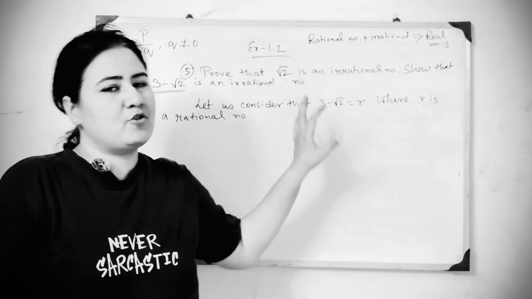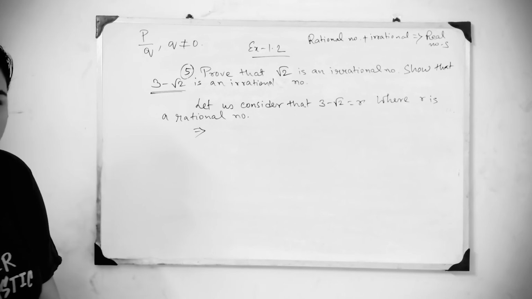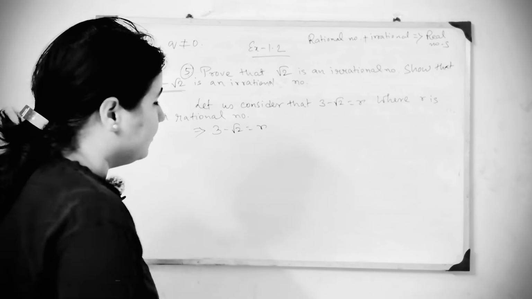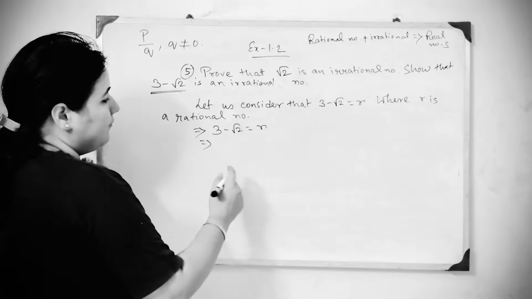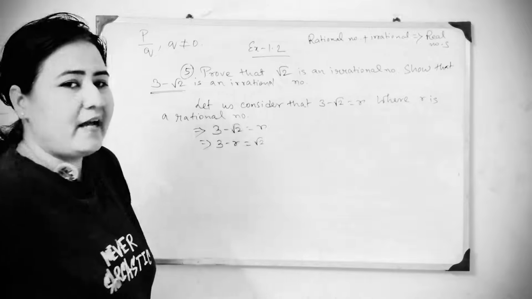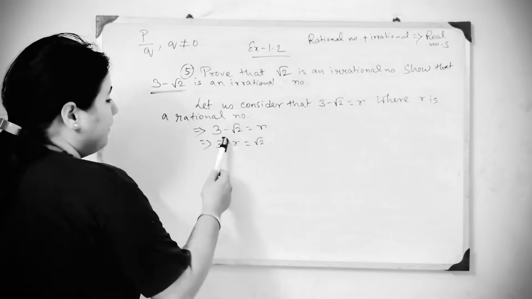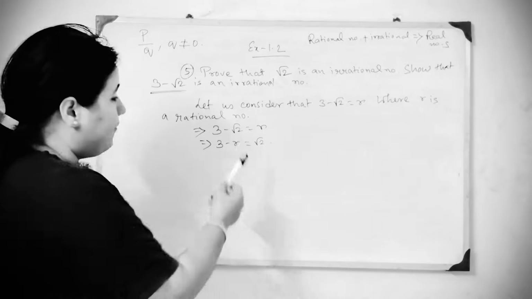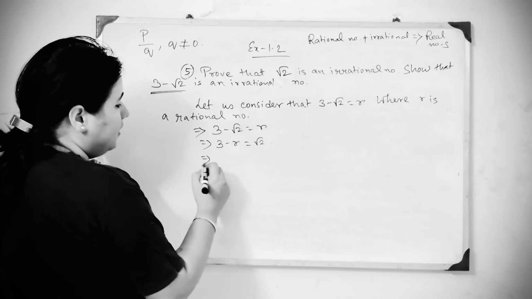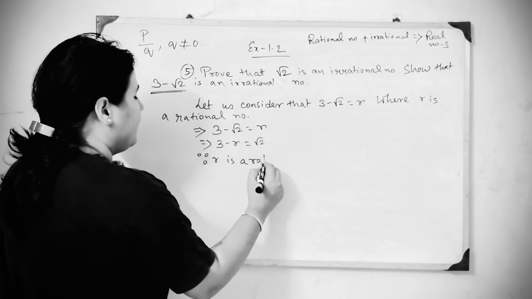r means we are considering this to be a rational number, right? So now I am just writing this equation, 3 minus root 2 equals r. r is a rational number. So now I can write from here 3 minus r equals root 2. The way we solve linear equations, if you remember, root 2 goes that side, it becomes positive, r comes to the other side, it will be negative, right?